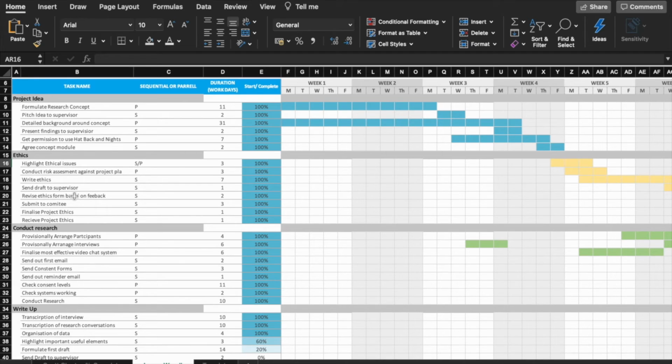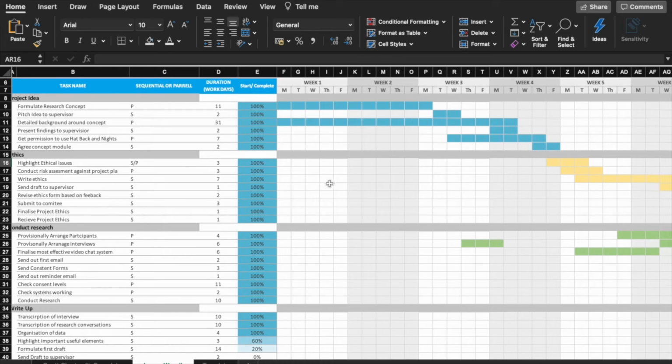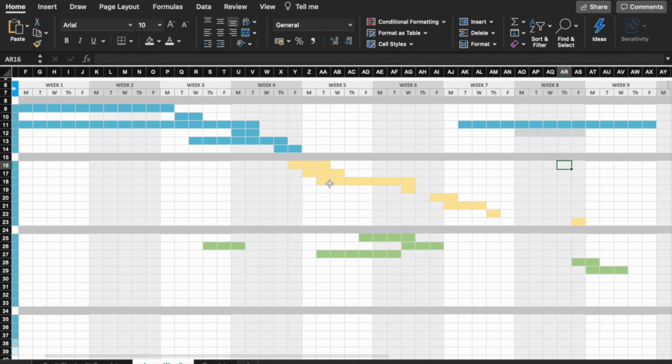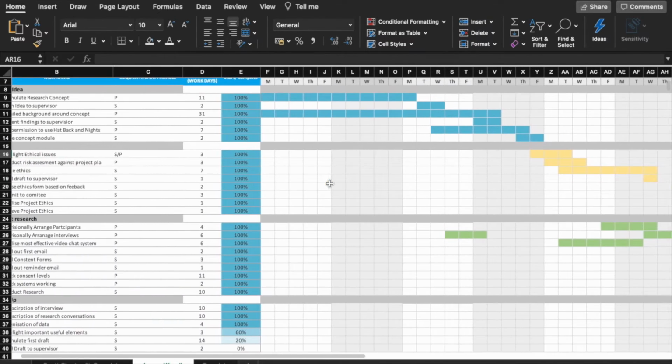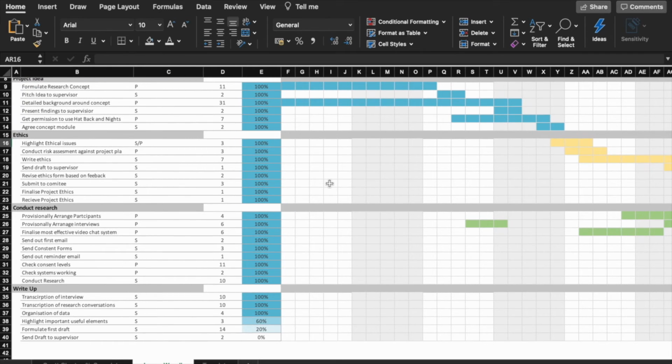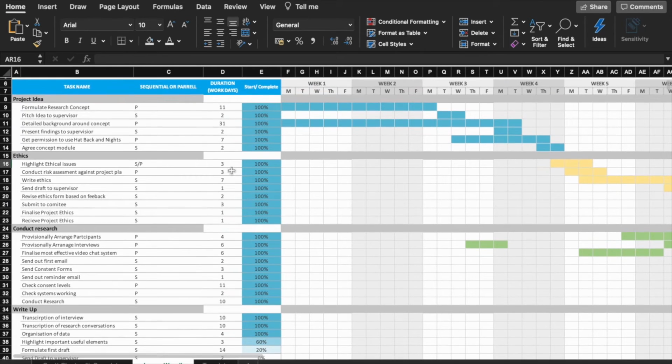Next to the tasks themselves, we've got sequential parallel. This is really important to identify. If something is sequential, like most of the ethics you can see here, it means you cannot start the next part of that task until you've completed the first part. So it encourages you to really stick to the days you've set yourself to be doing those tasks to make sure you achieve them. Then you've also got parallel, which are more easy tasks, which can be done alongside other work.